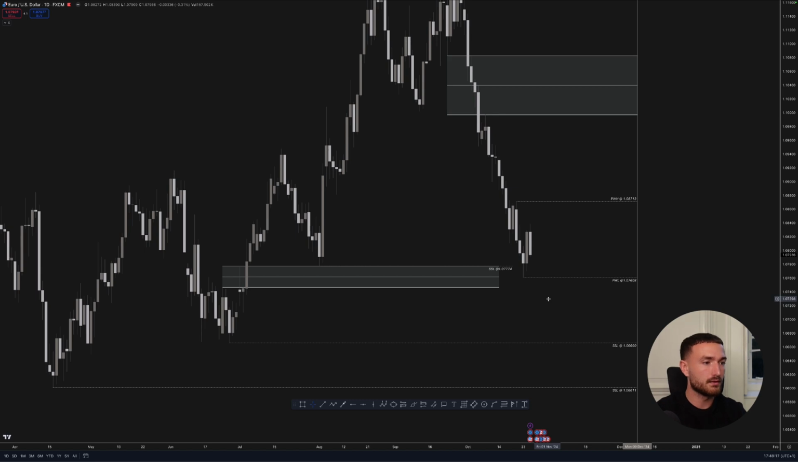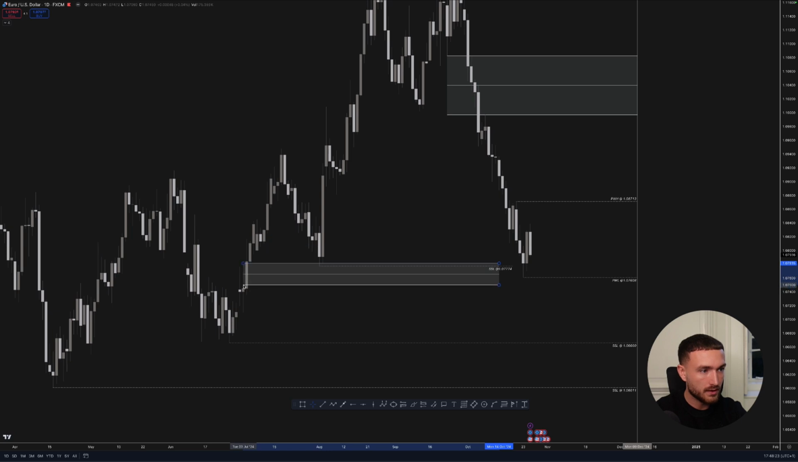Just from a narrative on the daily point, that weekly balance price range, I can now use that there as that daily just to refine it a bit. But apart from that, everything's looking fine, everything's looking good. And now we're just going to really see on the lower time frames where we're going to see price go from here. So let's jump on the 4 hour.